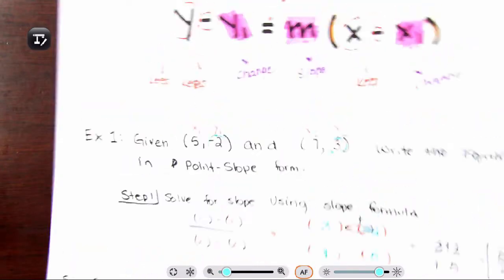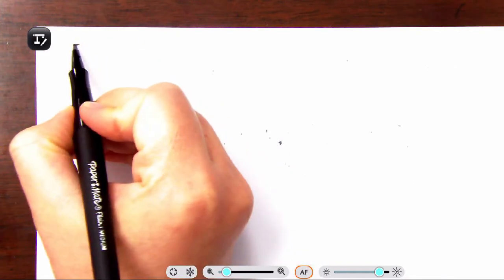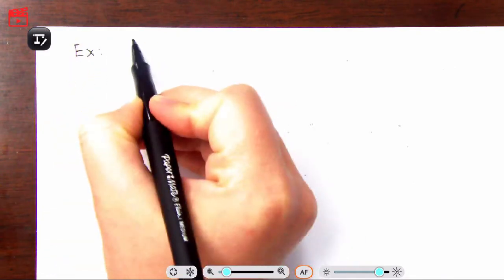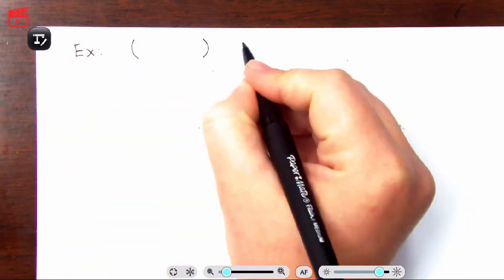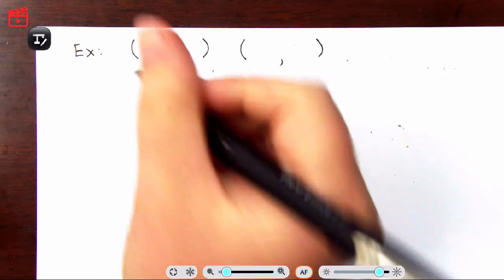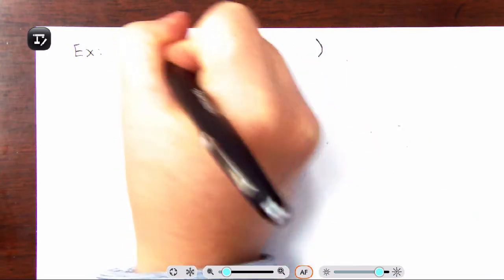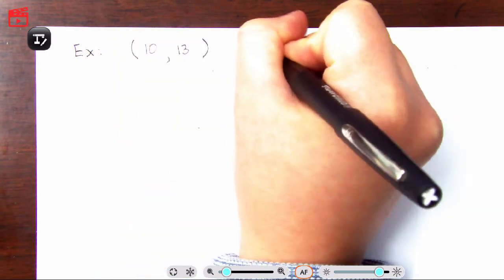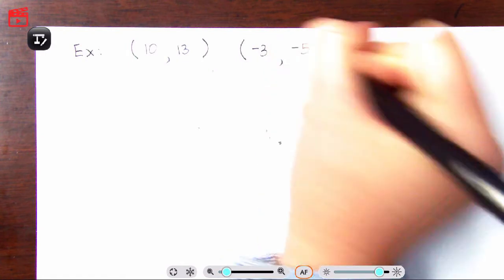Leave your steps out. We're going to be referring to your steps. So example number 2. Given 2 points. Now sometimes they don't give you 2 points. Sometimes they give you 1 point and they tell you what the slope is, and that saves us a lot of time. Here's 10 and 13. Here's -3 and -5.